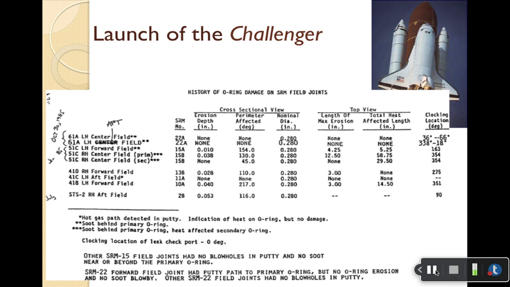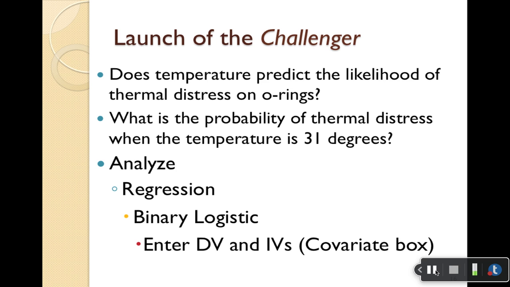So if we go back one here, we have some data, and we know that the day that the Challenger launched, it was unseasonably cold. So the idea is that we think that temperature might cause deterioration among these O-rings. So can we predict, using logistic regression, the likelihood of a disaster event, basically? So we want to know, what is the probability of thermal distress when the temperature is equal to 31 degrees? That happened to be the temperature that day, which again, we're talking about Florida. That is unseasonably cold and very unusual.